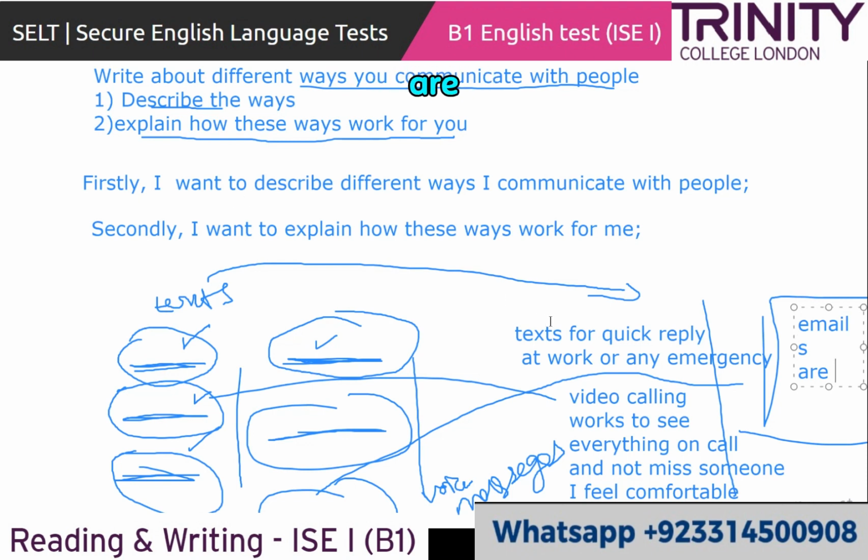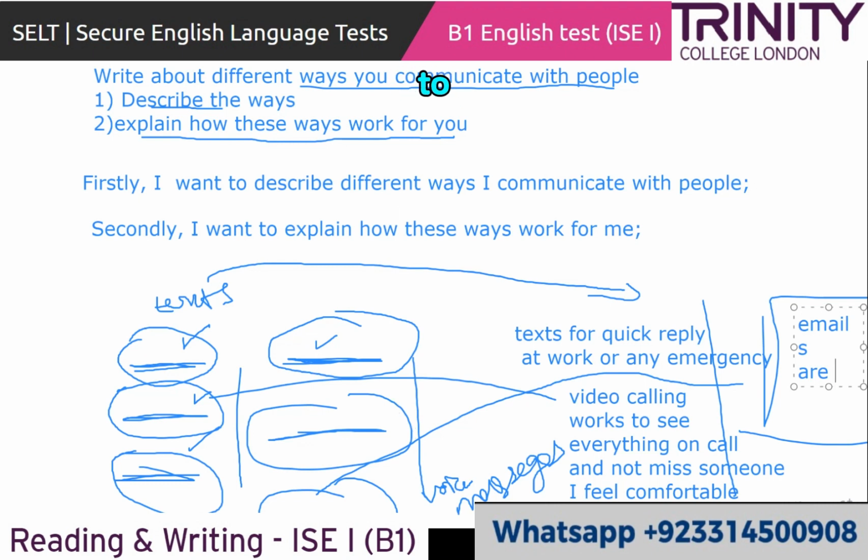You can say texts are a good way to communicate for quick reply at work or for emergency. Video calling is a good way to communicate. Understanding or not? Video calling is a good way to communicate, to see the other person on call and feel comfortable and feel that they are with you, right? Emails are a good way to communicate for business and also to receive important messages from banks and other advertisements. Right or wrong? Do you understand or not?